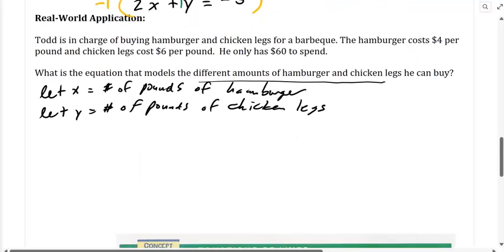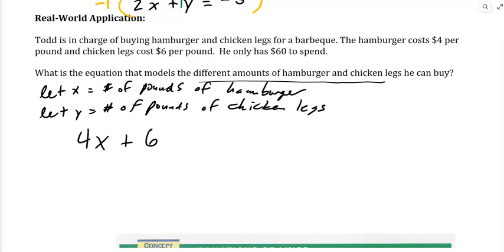Now, I know that the hamburger costs $4 per pound, so $4 multiplied by the number of pounds of hamburger plus $6 per pound multiplied by the number of pounds of chicken legs that he buys has to equal $60. All right, and there we have our equation already set up. The amount of hamburger, the amount of chicken multiplied by the cost per pound for each of them should equal the total cost here. That's the equation that models the amount of hamburger and chicken legs that he can buy.